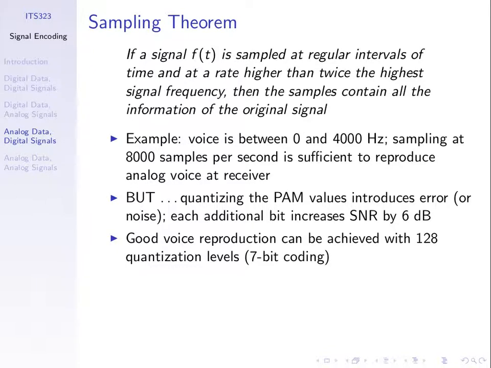Now, in practice, we don't have an infinite number of levels. There's no easy theorem to tell us how many levels to use. It's usually done by experiments and tests. For example, for voice, when people are talking across communication systems, generally 7-bit encoding is enough. 7 bits means there's 128 levels.